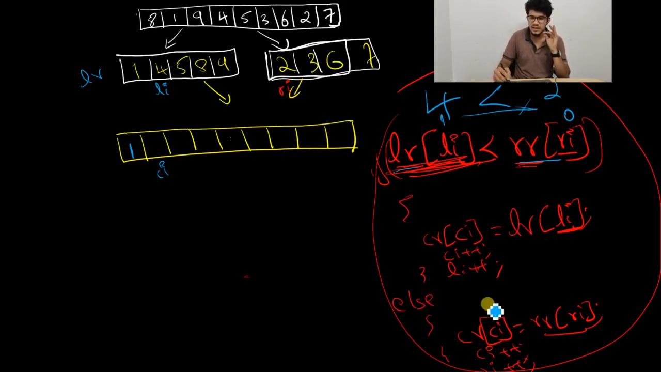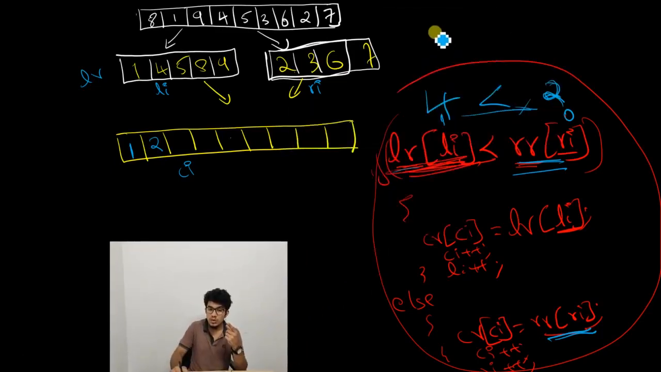Then, don't you think this 2 should be given? And where is 2 present? RR. So RR of Ri means 2 should be given to CR of Ci. Don't you think that 2 will come to the Ci location? But Ci will increment and Ri also should increment like this. Okay, it has incremented. Then again, the code will continue.